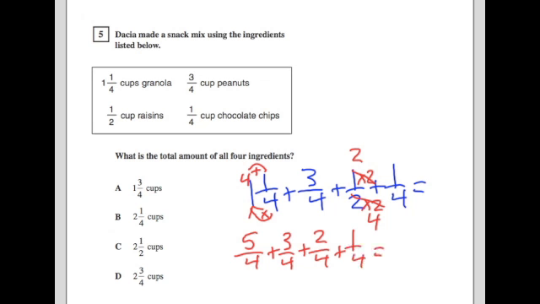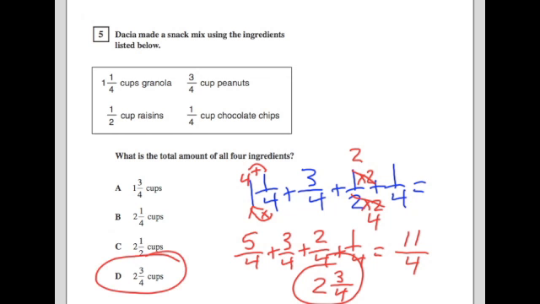All right, so we have all our common denominators. When we're adding, we don't add the denominators. It's just our common denominator as the answer. But we do add our numerators. So 5 plus 3 is 8, plus 2 is 10, plus 1 is 11. So our answer is 11 over 4. Hey, I don't see it over here. These are all mixed numbers, so it looks like we're going to have to turn this one back into a mixed number. 4 goes into 11 a total of 2 times, with a remainder of 3, and the denominator stays the same. So my answer is 2 3/4, or D.